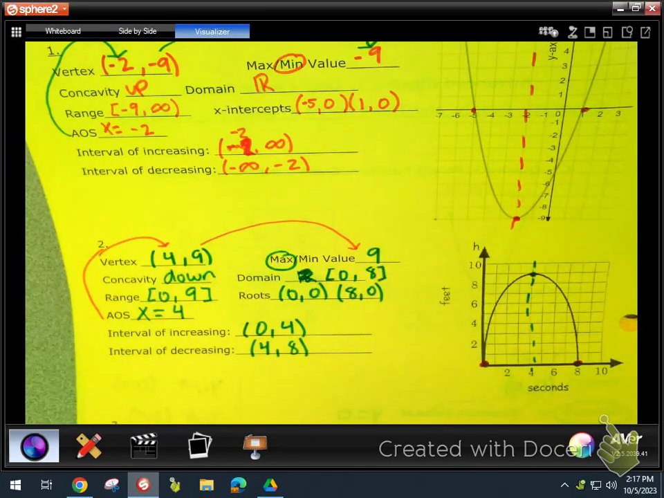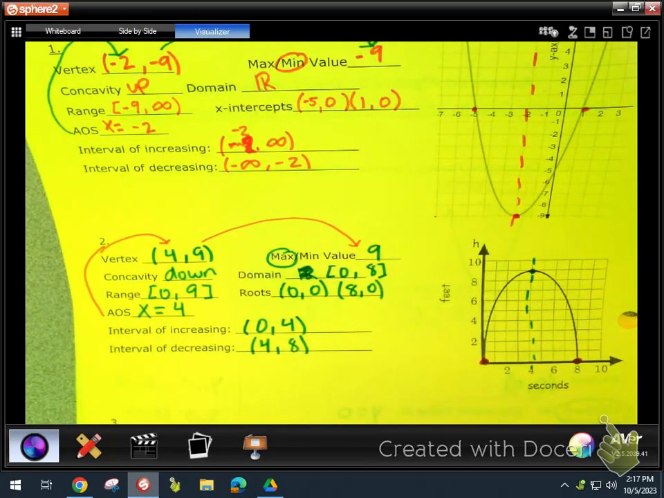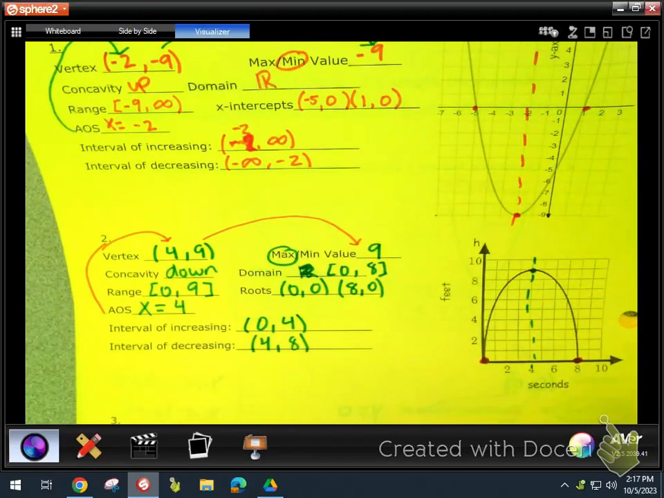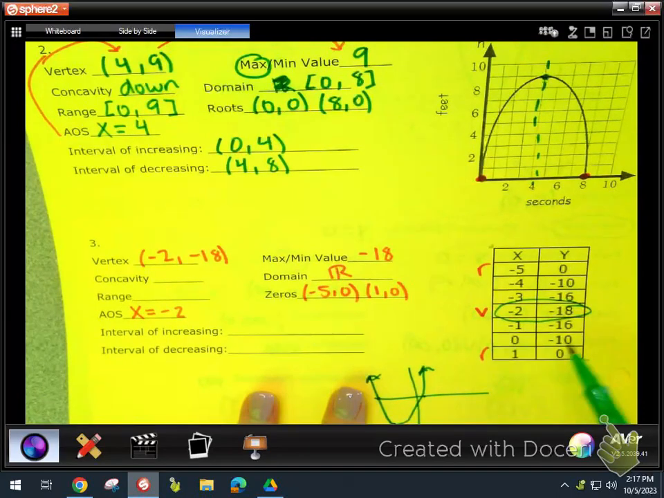Does it always have to be in the middle though? Yes. Does it have to be, well, okay, the middle of the table? Does it have to be like the middle point in the table? No. How did you know from the table that that was your vertex? Because that's the lowest, your y-intercept. It was your lowest. How many times did they use the y value of negative 18? Once. Only one time. What about all the other ones? They used them twice.